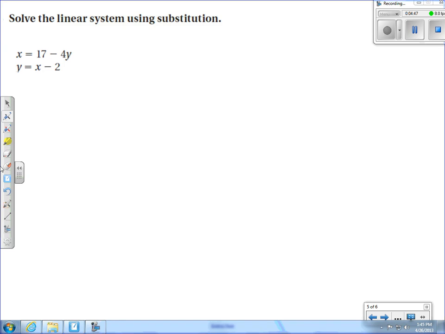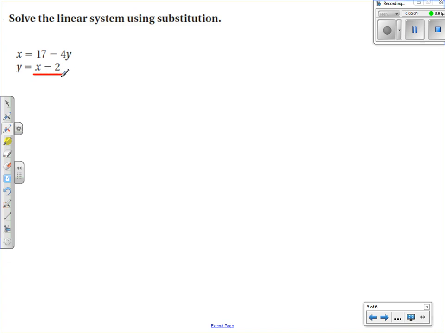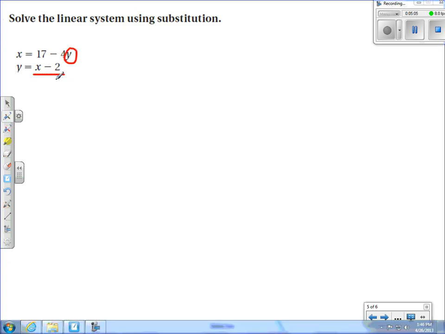Okay, moving on to solving by substitution, which comes from section 6.2. I need one of my equations in x equals or y equals form. In this case, I have a choice. So what we're going to do is we're going to take this value and substitute it into this equation for y. I've told you to underline and circle. Underline what it is you're putting in and circle where you're putting it into your equation.